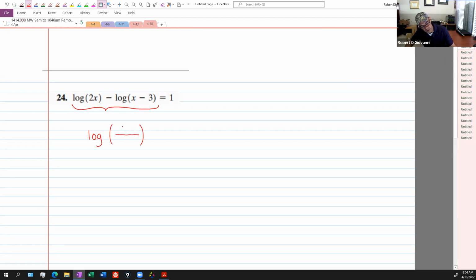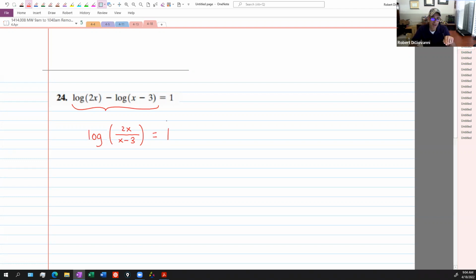I'm going to have a single log with division inside. It will always be the first log's argument, 2x, divided by the second log's argument. The argument is the thing that's inside the function. So we put the arguments in there, and then equals 1. So we're pretty much there. We can create the loop.